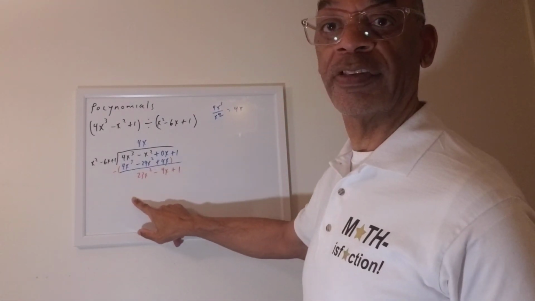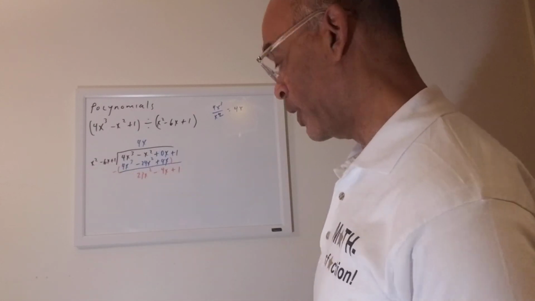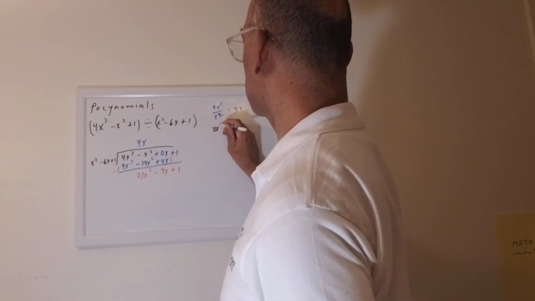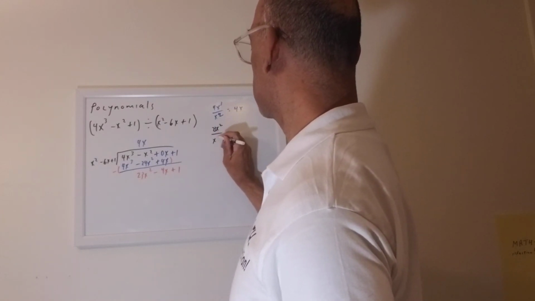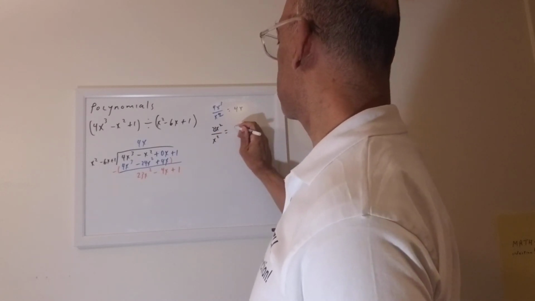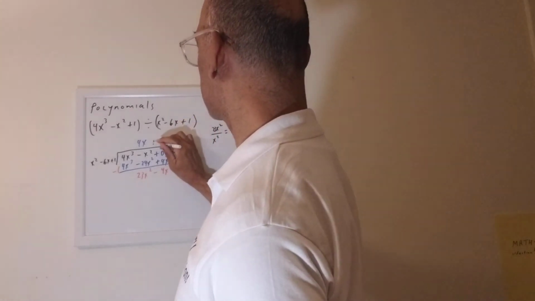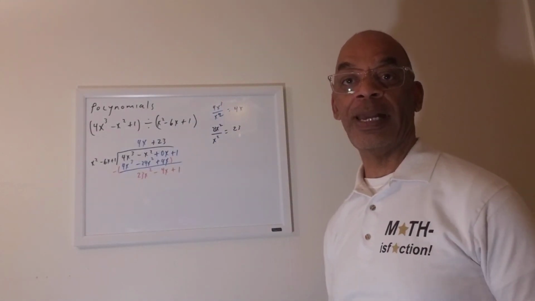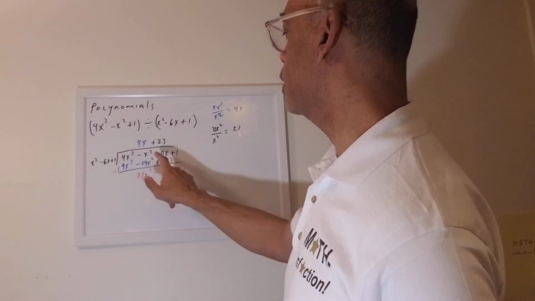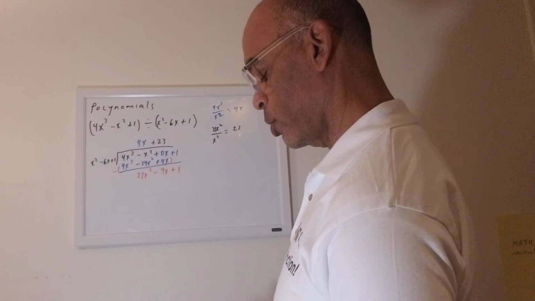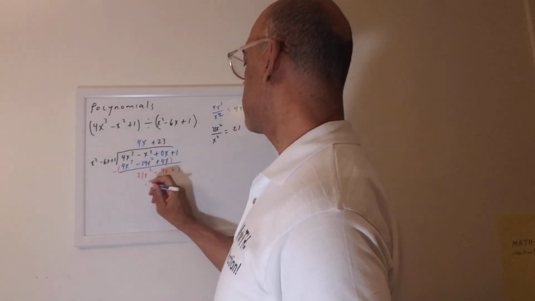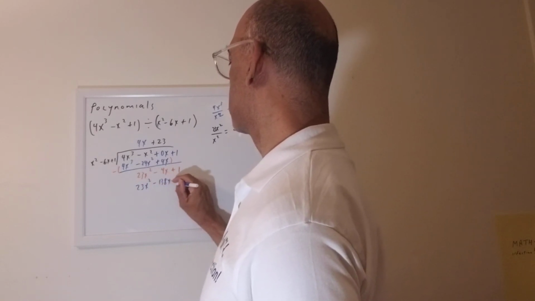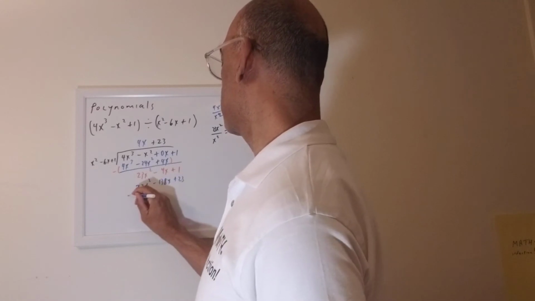Now we look at the first term of the dividend compared to the first term of the divisor, which will always be x squared over here. 23x squared divided by x squared is 23. So positive 23 goes up top. Then we multiply the 23 by each term in the divisor and put the result underneath. It'll give us 23x squared minus 138x plus 23.